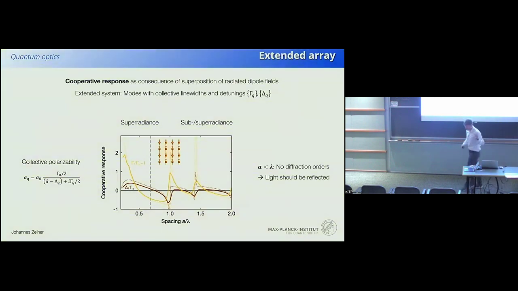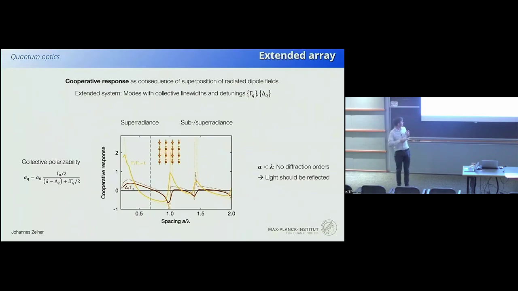You can also calculate what's going on for many atoms, and for many atoms, in the end, the picture is analogous. Rather than having two modes here, you get many collective modes. Typically, because we are considering here for many atoms an ordered atomic array, a periodic system, you would label these with quasi-momenta Q, and you get a line width typically associated with this collective mode, and also an energy or a detuning.